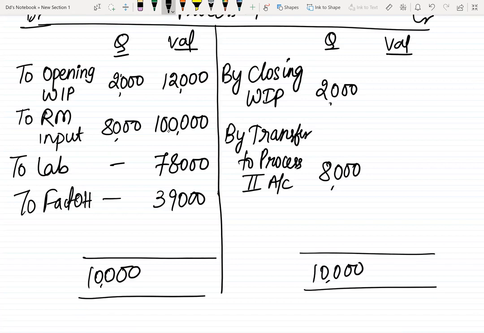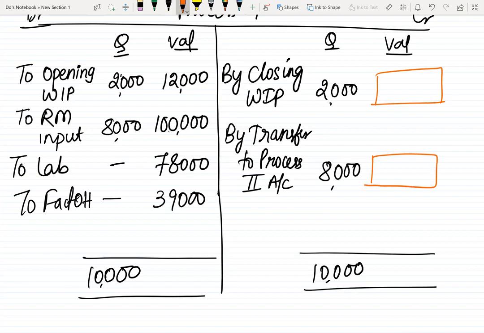By the way, this question has no normal loss. Sir, then also what if I have a missing number? That will be directly abnormal loss. When they don't give anything as normal loss, that means they don't expect anything to be lost. And then also if they're losing something, then it should be considered directly as abnormal loss. Okay, right. What next? Value. I need two numbers. One, closing WIP. Second, transfer to next process.